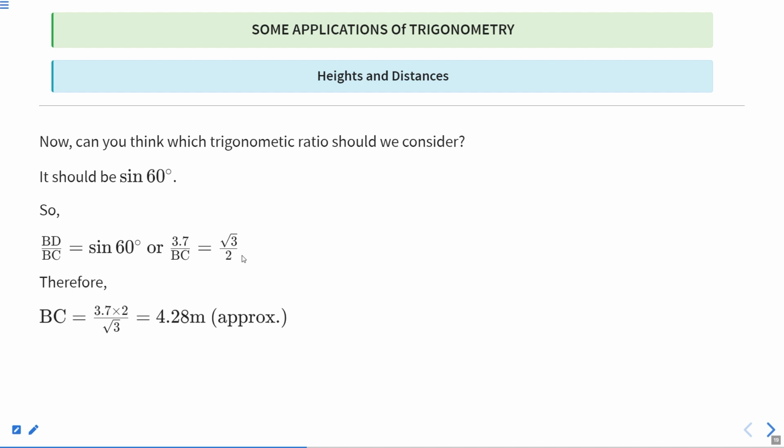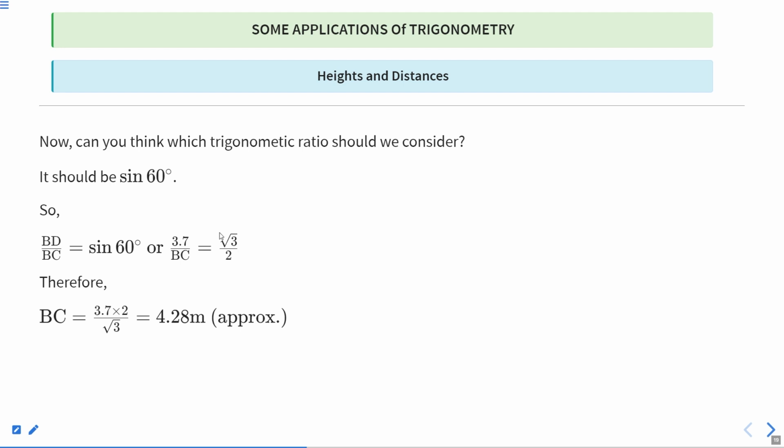Now can you think which trigonometric ratio we should consider here? It should be sin 60 degree, since sin 60 degree involves BD and BC. Here we are given the value of BD as 3.7, and we have to find the value of BC. So BD by BC is equal to sin 60 degree, and this implies 3.7 by BC is equal to root 3 by 2, since sin 60 degree is equal to root 3 by 2.